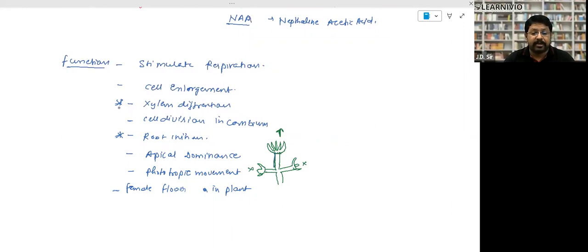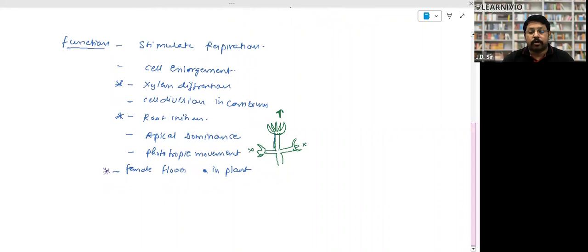These two where I make the star, they are the questions. Apical dominance. What is apical dominance? Auxin is responsible for apical dominance. It means the plant will grow in length, but it will suppress the horizontal growth. It will promote the vertical growth and suppress the horizontal growth. That is called apical dominance. Phototropic movement, I have told you. And auxin is responsible for the formation of female flowers in some plants. Means if you spray the auxin, it will promote the formation of female flowers.